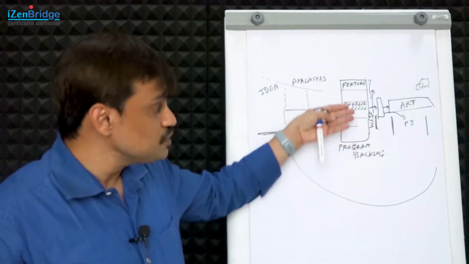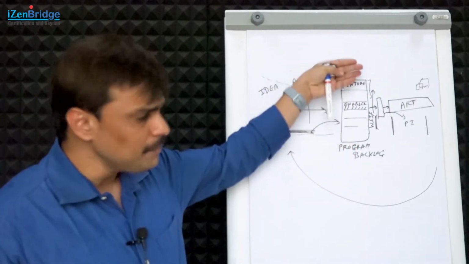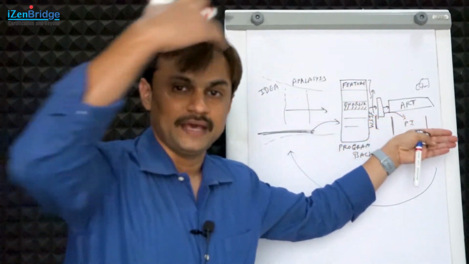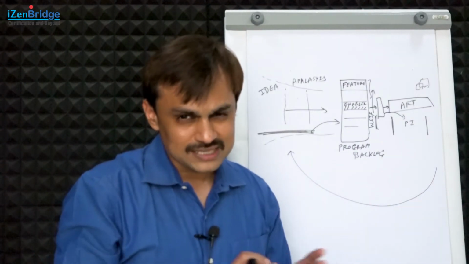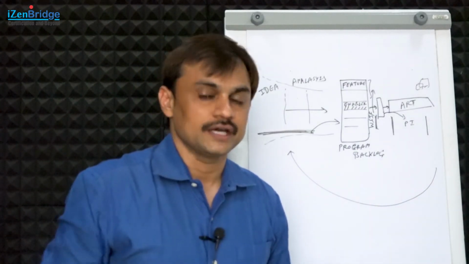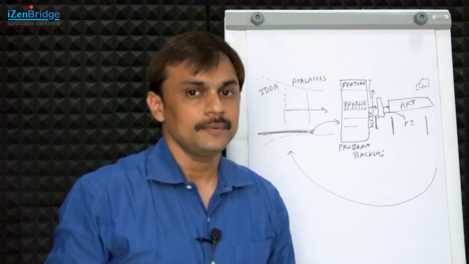The items which are prioritized, which go up, are expected to come into the upcoming PI planning meeting, and the agile release train will work on them. So, that's how at a top level we can understand the program backlog.